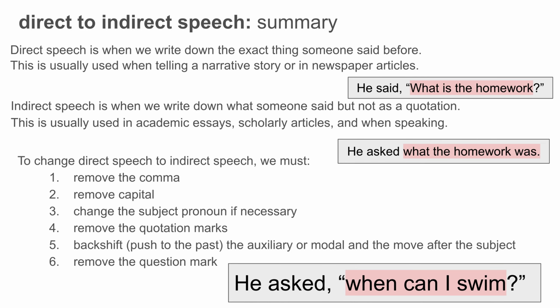Lastly, to change direct speech to indirect speech, we must delete the comma, remove the capital, change the pronoun if necessary, where can I, instead where can he, remove the quotation marks, backshift, that is push the auxiliary or modal to the past, and move the modal after the subject. So not can I, but he could. And lastly, remove the question mark. And we're left with, he asked when he could swim.